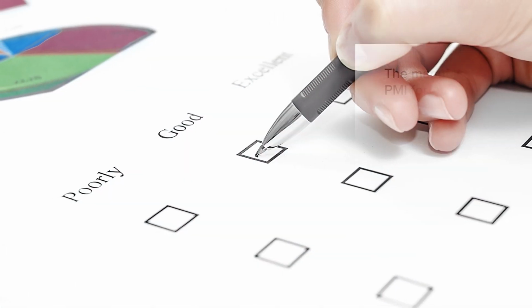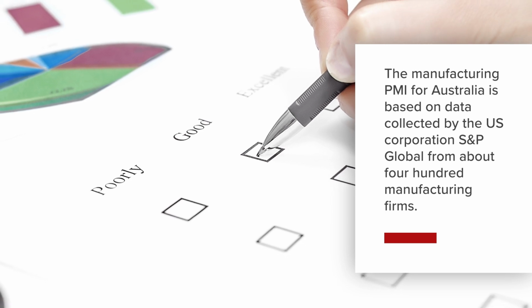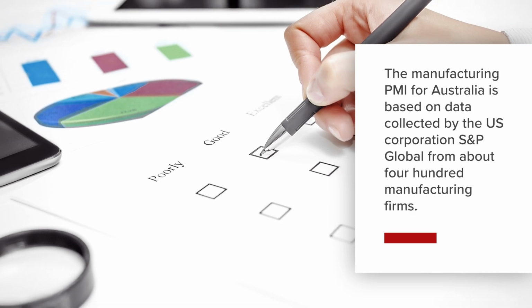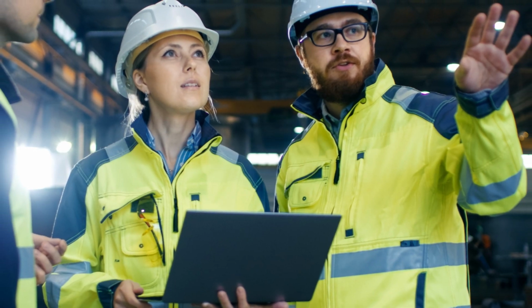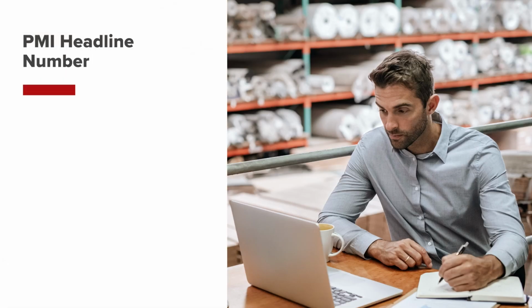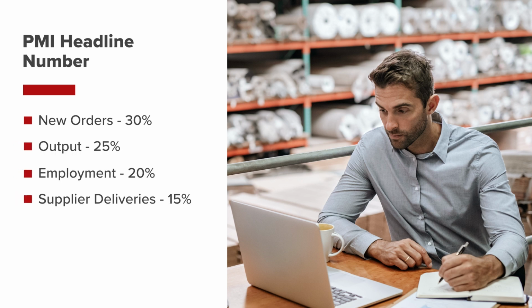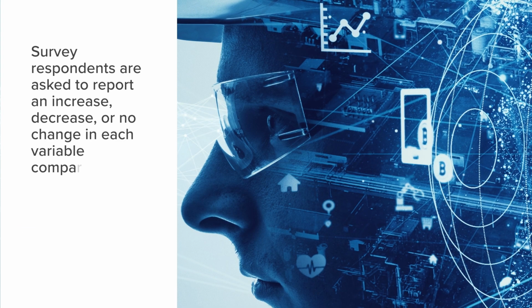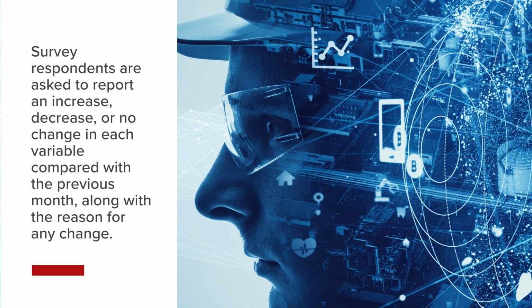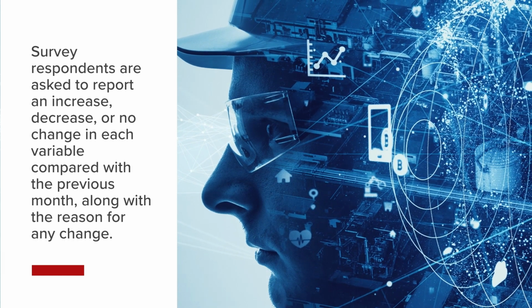Manufacturing PMI for Australia is based on data collected by the US corporation S&P Global from about 400 manufacturing firms. As a result of survey responses from manufacturing purchasing managers, the headline number represents a seasonally adjusted, weighted average of the following 5 components. New orders comprise 30%, output 25%, employment 20%, suppliers' deliveries times 15%, and stocks of purchases 10%. Survey respondents are asked to report an increase, decrease, or no change in each variable compared with the previous month, along with the reason for any change.